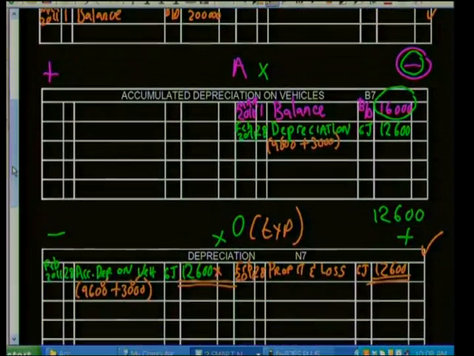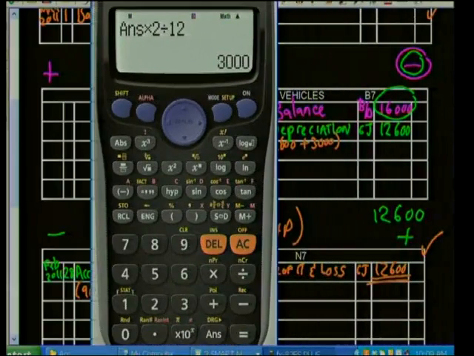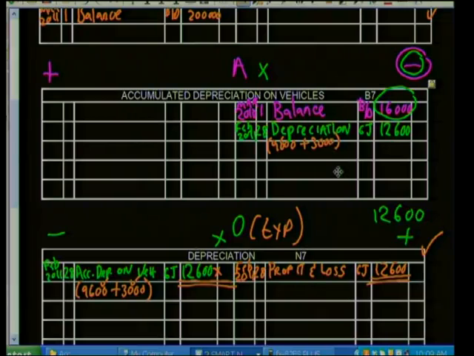Right, the last account for us to look at is accumulated depreciation on vehicles. Again, this account also needs to be balanced. It cannot be closed off. So let's now work out what our new balance is. Okay, so I'm just going to use the calculator here. So we had a balance of 16,000. We wrote off a further 12,600. So my new balance for accumulated depreciation now becomes 28,600. So let's fill that in. So our new balance is 28,600.